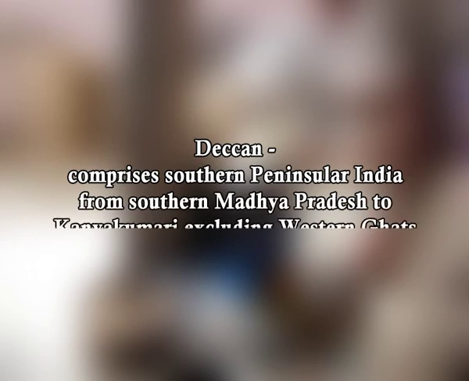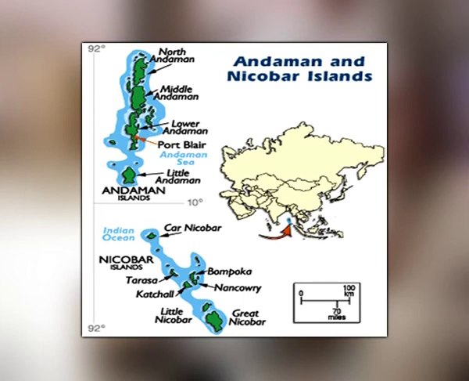Deccan. The region comprises southern peninsular India from southern Madhya Pradesh to Kanyakumari, excluding the Western Ghats. The average annual rainfall in the region is about 100 centimeters. The vegetation consists of tropical dry evergreen, dry deciduous and swamp forests. Andaman and Nicobar. This region includes Andaman and Nicobar Islands. The climate of this region is warm and humid with very high temperature and annual rainfall. The vegetation consists of littoral mangroves, evergreen, semi-evergreen and deciduous forests.